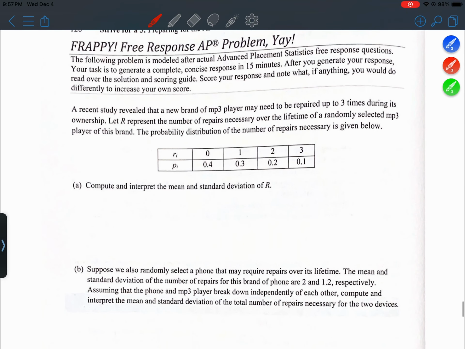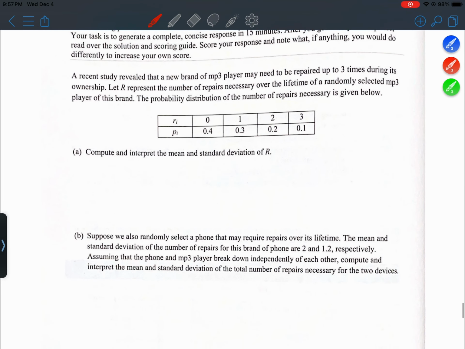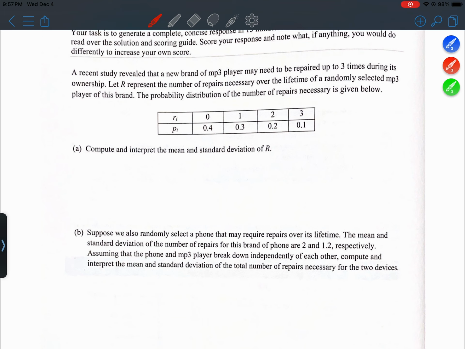All right, here's our free response question from our practice test. A recent study revealed that a new brand of MP3 player may need to be repaired up to 3 times during its ownership. Let R represent the number of repairs necessary over the lifetime of a randomly selected MP3 player of this brand. The probability distribution of the number of repairs necessary is given below. Okay, so the values are 0, 1, 2, 3, probabilities 40, 30, 20, and 10%.